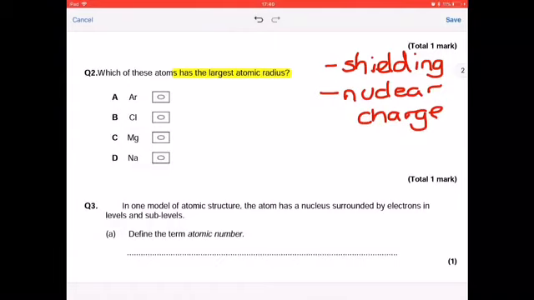So basically as you go from left to right across a period, there is more protons, and for that reason, because there's a greater positive charge in the nucleus, it attracts the outer electrons more. That means that the nucleus is pulling the shells in and reducing the size of the atom. Because as you get further to the right of the period, the atoms get smaller, that means the largest atom is at the start of the period and is therefore sodium.